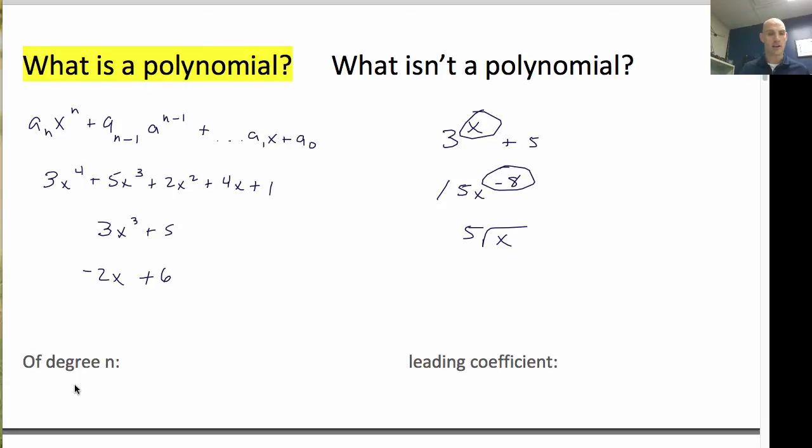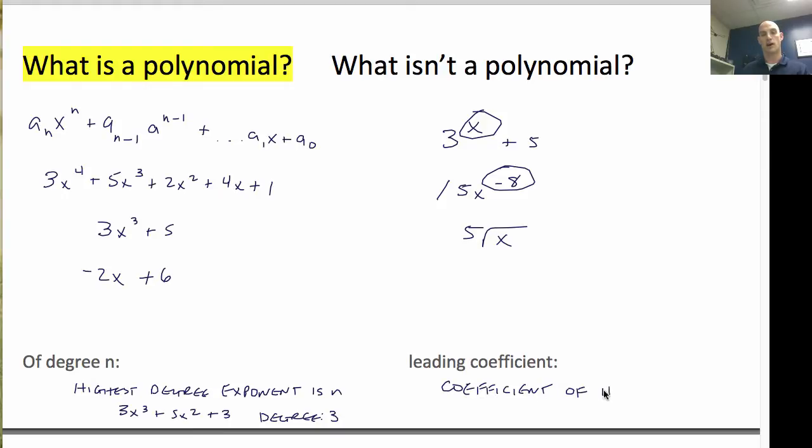So a polynomial of degree n means it has the highest degree exponent is n. So 3x cubed plus 5x squared plus 3 is degree 3, because that's the highest degree exponent. The leading coefficient is the coefficient of the highest degree term. So it's the coefficient of highest degree term. So for this one, the leading coefficient is 3 because that's the coefficient on the highest degree term.